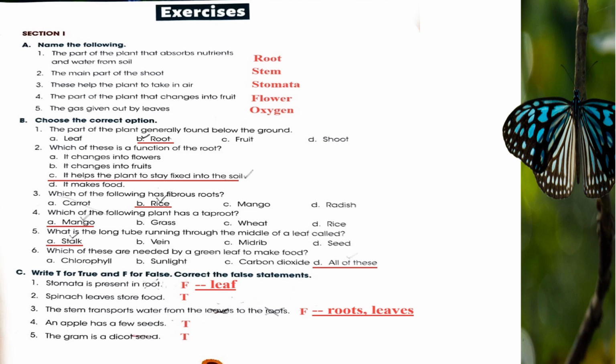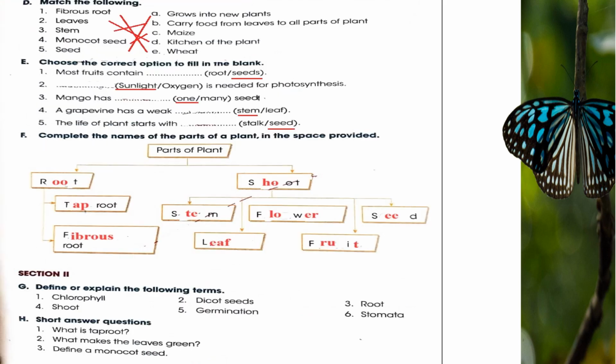Fourth, an apple has a few seeds. It's a true statement. Fifth, the gram is a dicot seed. It's a true statement. Now match the following.